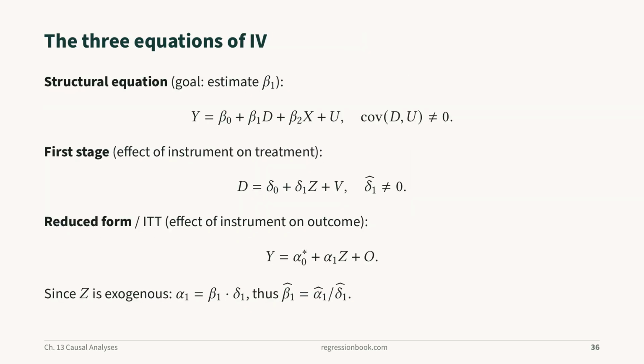Three equations organize instrumental variables. The structural equation contains the causal treatment effect, but has endogenous treatment. The first stage measures how the instrument changes treatment. The reduced form measures how the instrument changes the outcome. With one valid instrument, the causal estimate is the reduced form effect divided by the first stage effect. That ratio is meaningful because exogeneity removes confounding of the instrument and exclusion channels its effect through treatment.